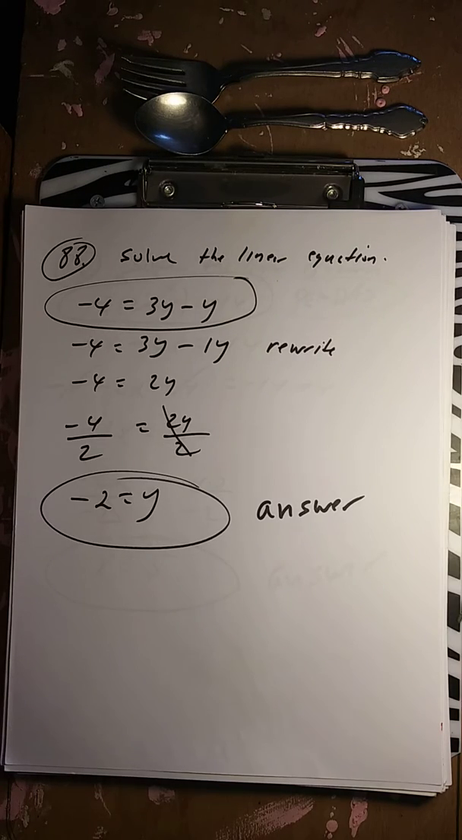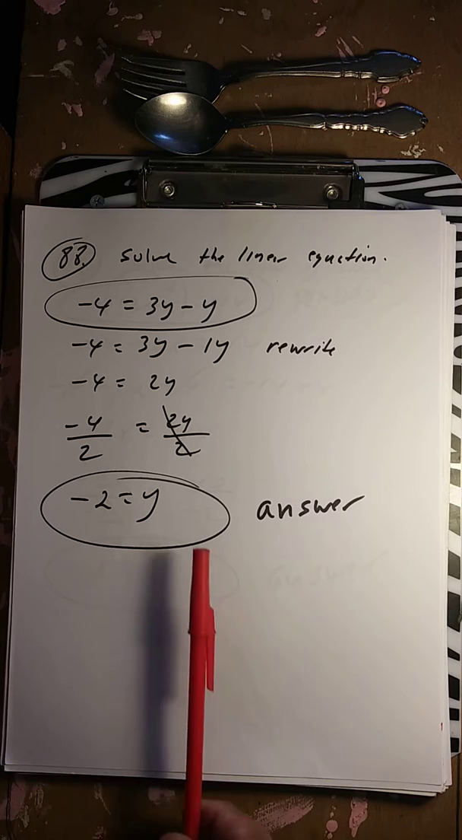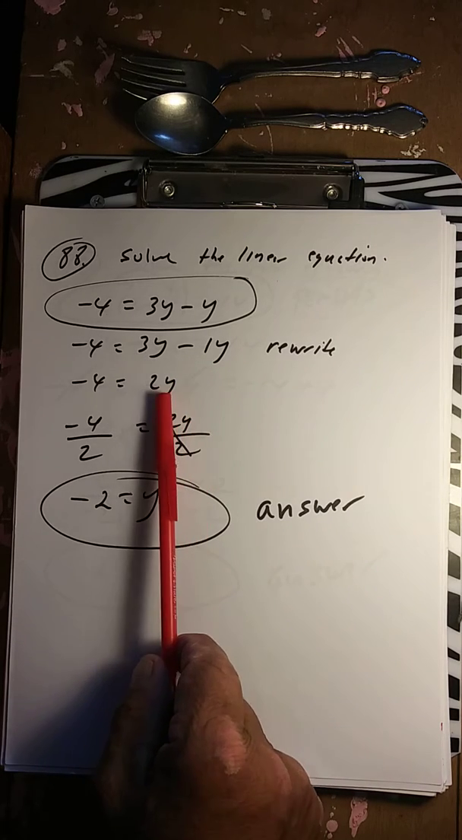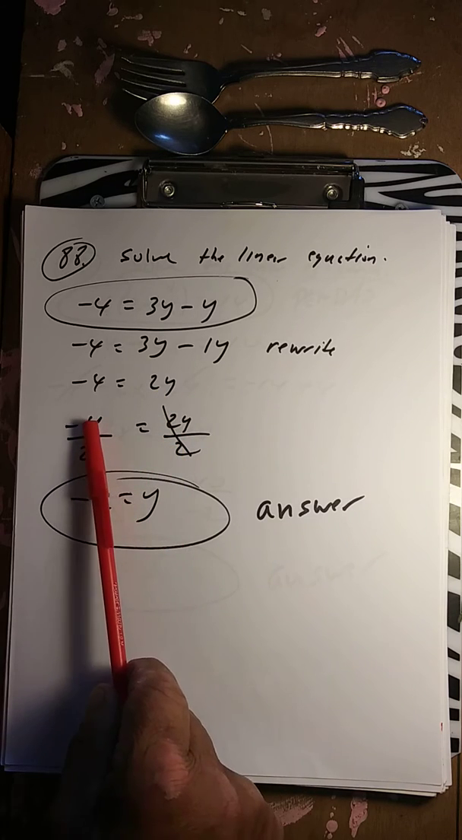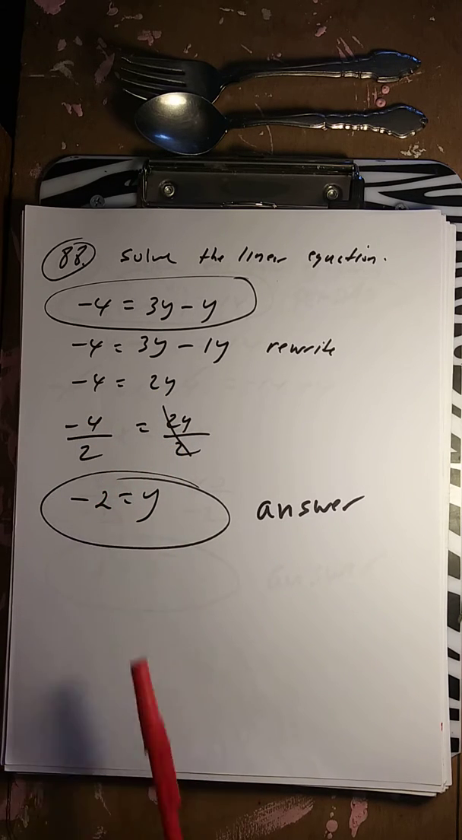Solve the linear equation. Negative 4 equals 3y minus y. Rewrite it: 3y minus 1y is 2y. Divide by 2, divide by 2. These are gone. So you have negative divided by positive is a negative 2 equals y.